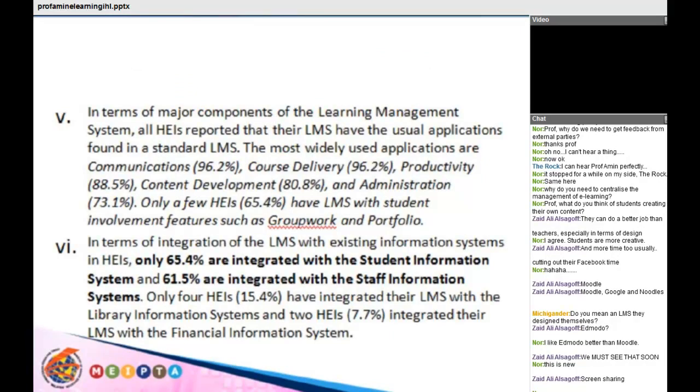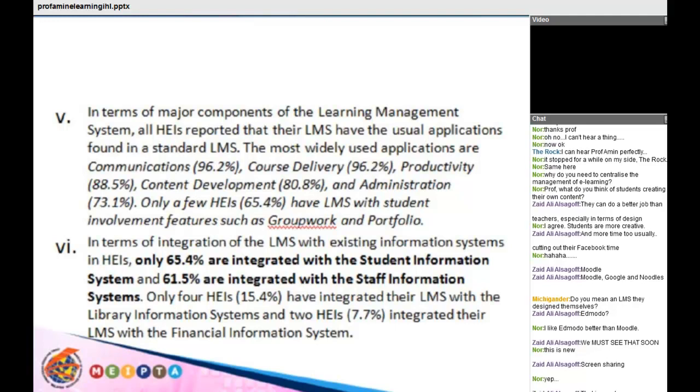Now, the reason why people were a bit late using Moodle is that they were not able to initially integrate the system with the SIS, the Student Information System. But I would say by now, about 90% of universities have the LMS integrated with the Student Information System and Staff Information System. I think this is important. If you can get the systems to talk to each other, there can be a single login and so forth.